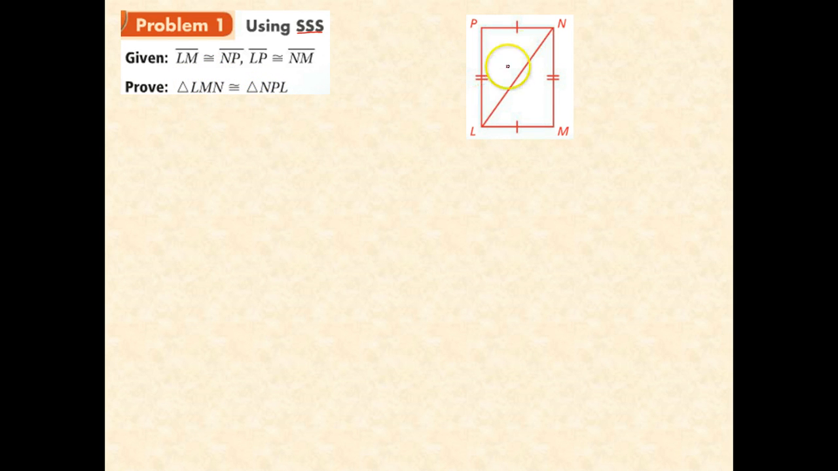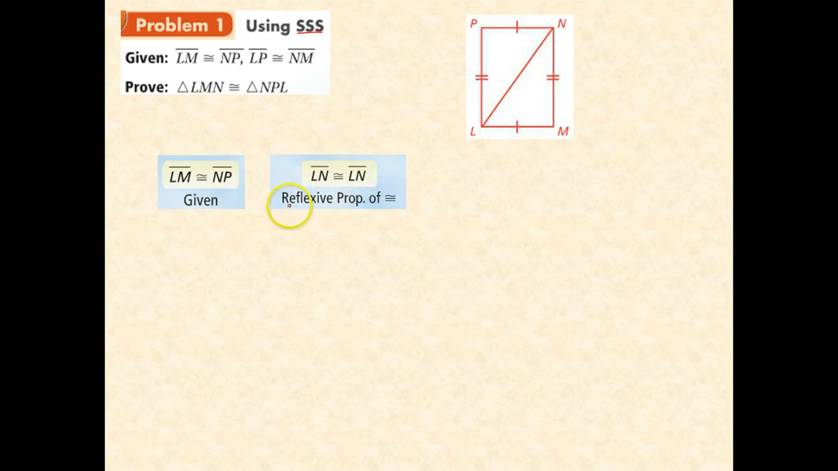We are given that segment LM is congruent to segment NP, and that segment LP is congruent to segment NM. And we want to prove that triangle LMN is congruent to triangle NPL. So, we're going to do a flow proof here. We're given that segment LM is congruent to segment NP.